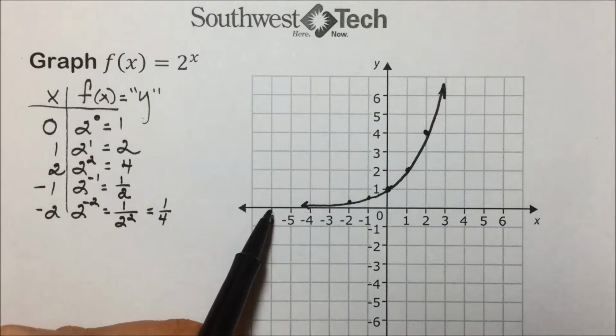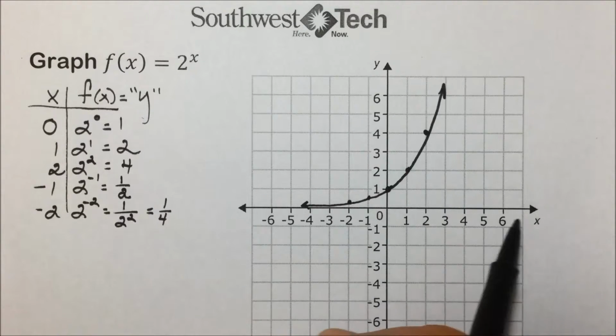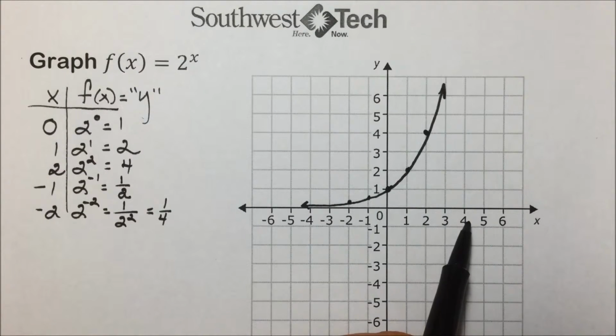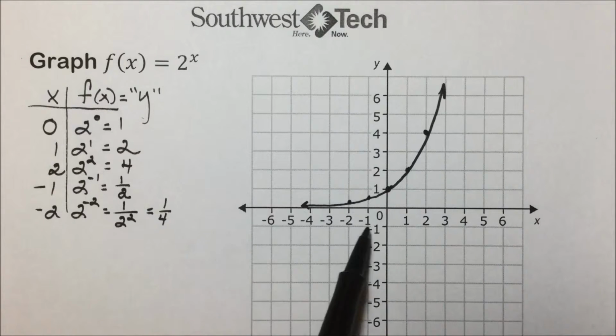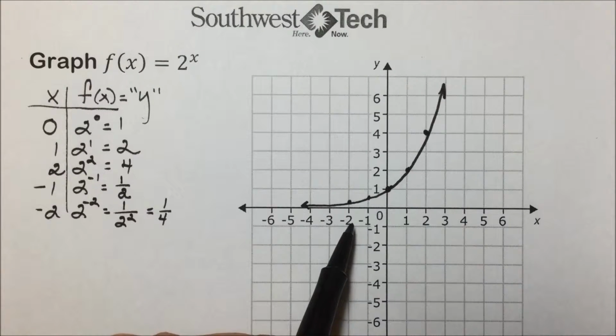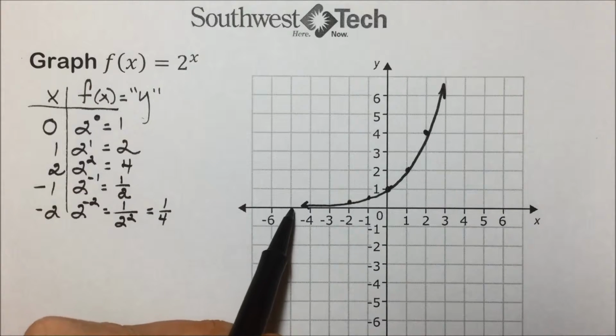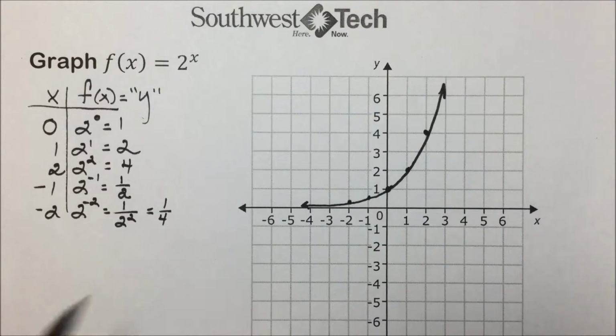The x-axis, or the line y equals 0, is a horizontal asymptote. Asymptote has the meaning that as the curve gets closer and closer to the line, the further we move to the left, it will never cross this line. It's kind of like a force field.